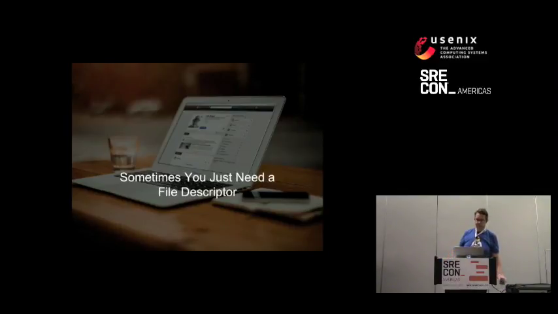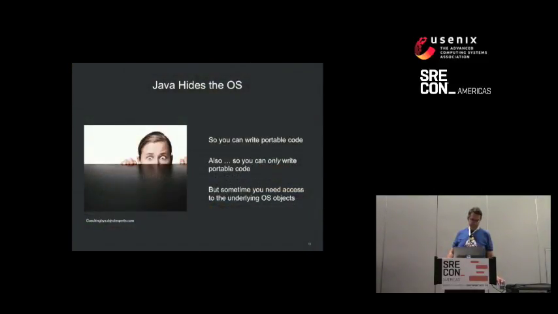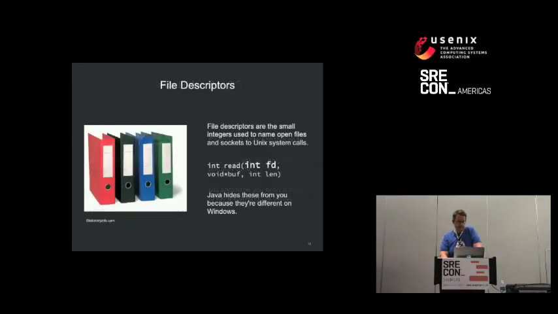Okay, war story number 2. Sometimes you just need a file descriptor. Java hides the OS from you. And it does that so that you can write portable code, and also for reasons that can be best described as historical and commercial, it does it so that you can only write portable code. Sometimes you need to break around that and actually look at the underlying OS concepts. File descriptors in particular. So file descriptors, everybody should know by now, are these small integers that are used to name open files and sockets to Unix system calls, like my good friend Reed up there.